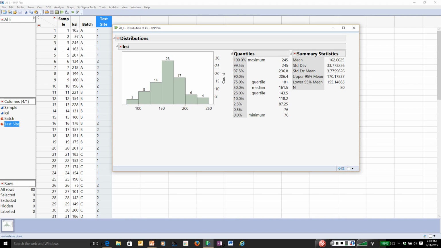By the way, this would bother a designer. It's running from 75 KSI to almost 250, and it's centered about 160. So yes, I'd say it's mound-shaped, symmetric, centered around 160 and runs from about 75 to 250, which for this application is an excessive amount of variation. So in general, we'd have to do some work to tighten up the distribution.